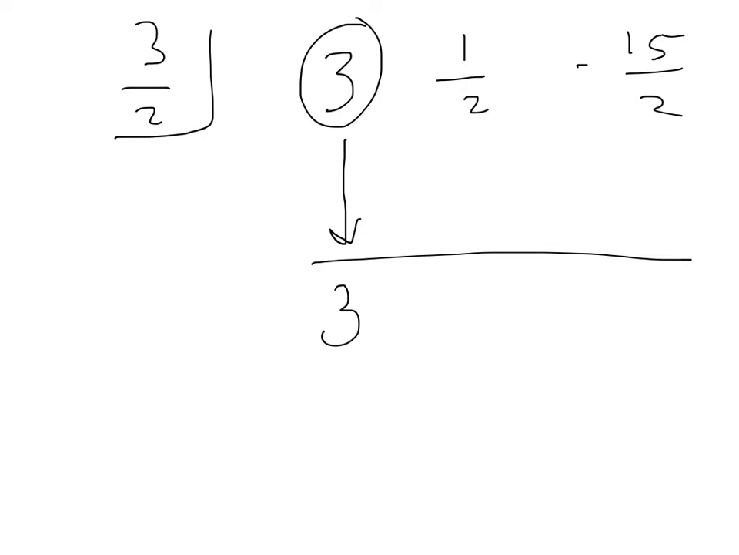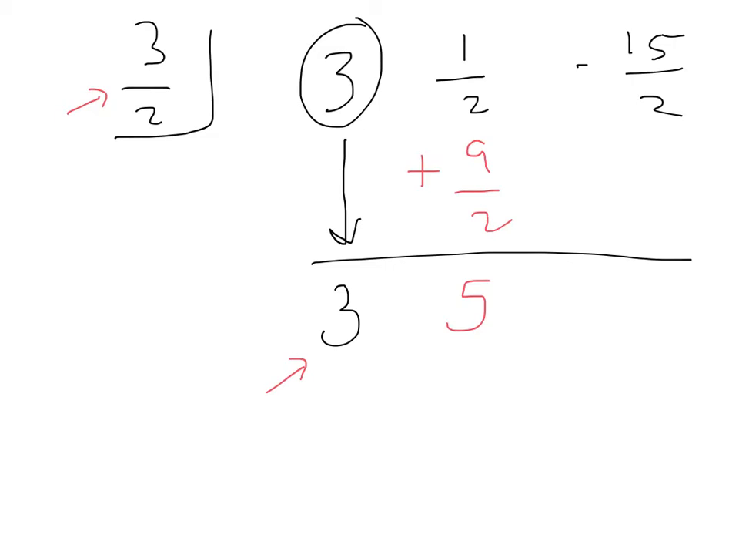Then we're going to multiply. We're going to take our multiplier, 3 over 2, and we're going to multiply it by the numbers in this bottom row. So the first number there is 3, and the result is going to go just below the next number in our synthetic division. So 3 over 2 times 3 is equal to 9 over 2. And then we're going to add. 1 half plus 9 halves is 10 halves, or 5.